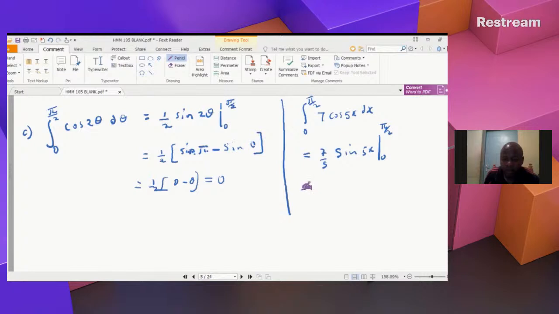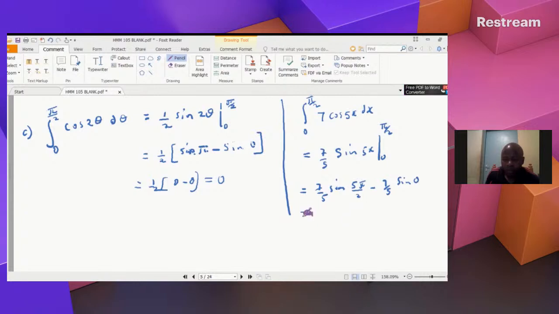So what does this give us? This will be 7 out of 5 sine of 5x. I don't want to factorize it, let me just do it the way it is. Instead of x, put the upper limit, so this is 5 pi out of 2, minus 7 out of 5 sine 5 times 0.